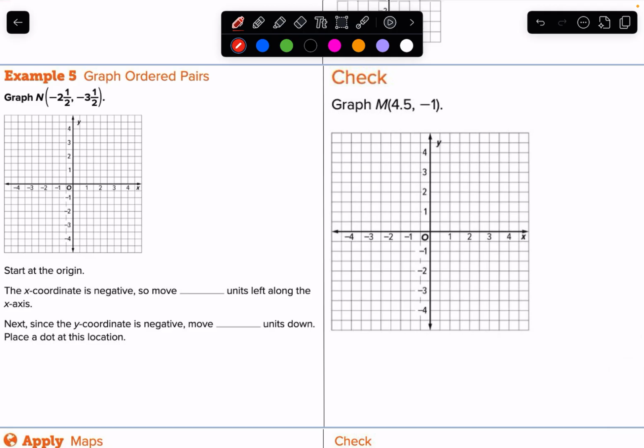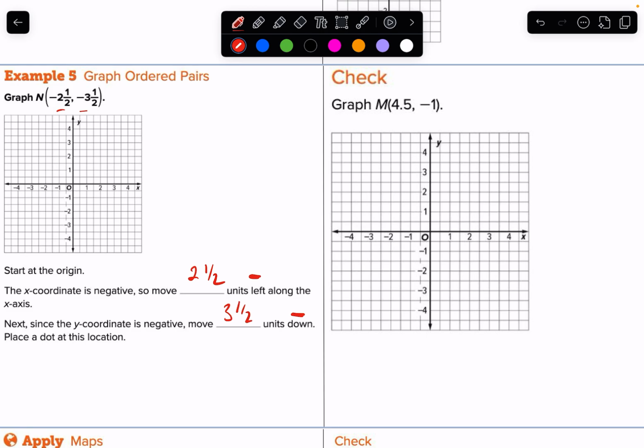We're going to graph N, so we're going to put an N next to our dot. They're both negative, so I'm going to go left and I'm going to go down, and they've got my half steps on here. So the x-coordinate is negative, so move 2 1/2 units left, which is negative, along the x-axis. And then since the y-coordinate is negative, move 3 1/2 down, and then place a dot.